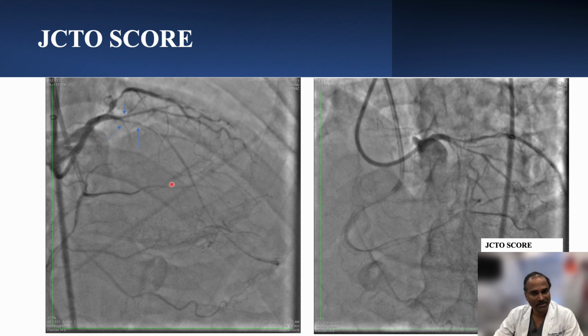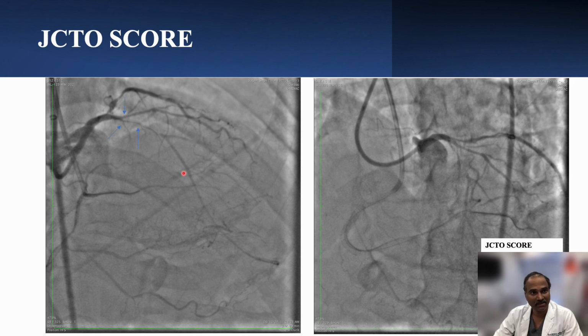So coming to the JCTO score, come to the proximal cap. If you see here, there is a diagonal, there is one septal, and also there is another branch which is going straight, appearing to be a septal or a bar LAD. So this is making your cap ambiguous, and with multiple side branches at the proximal cap, that makes your imaging much more difficult to understand and target your proximal cap.